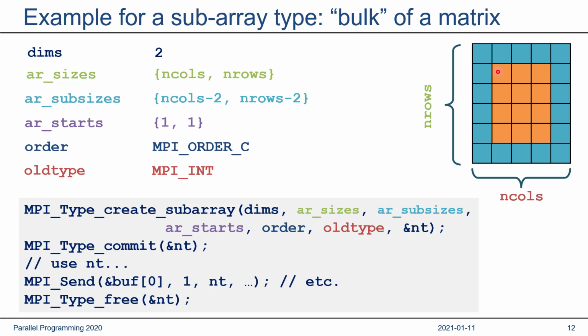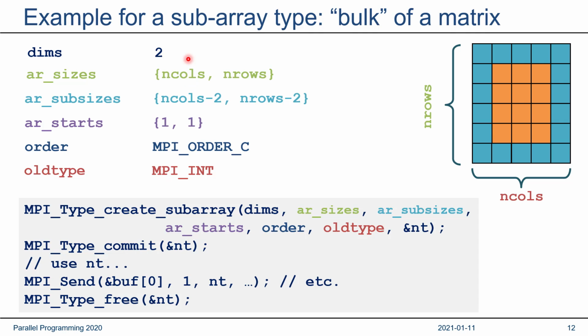AR starts designates where in the multidimensional structure the subarray starts. And in this case, we'd like an offset of 1 from the row and the column start index. So AR starts contains 1 and 1. So this designates this as the upper left corner of the subtype. And then we have C order, so row major order, which means that the data is stored in memory row by row. MPI needs this, of course, to get hold of the correct elements here. And the old type is just the original type of the data elements in the matrix.